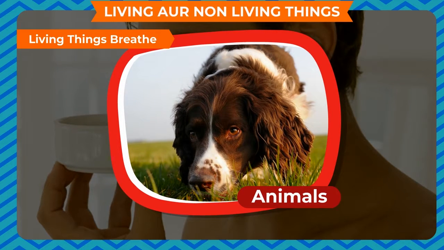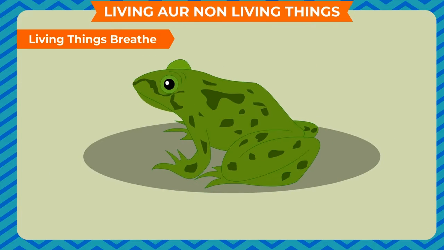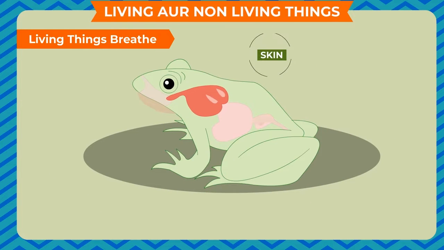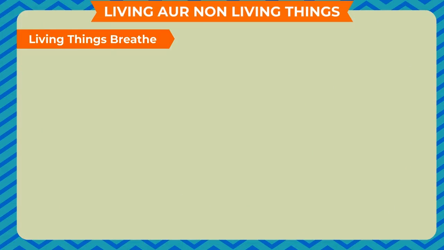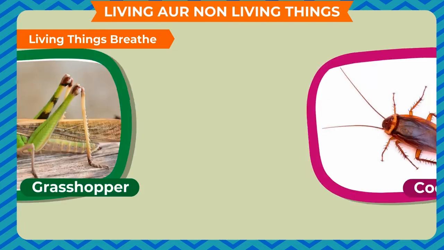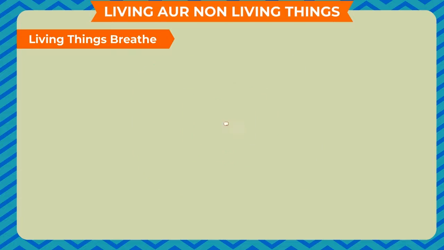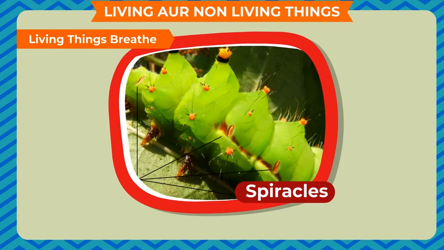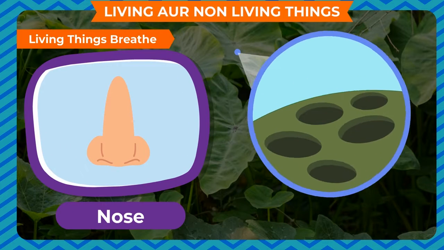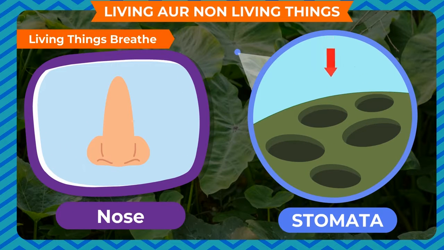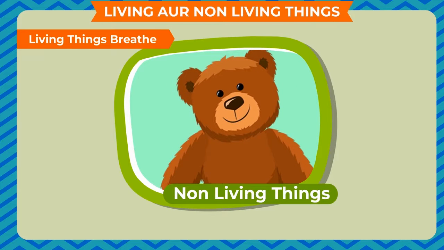Most animals breathe through their nose. Frog breathes in water through its skin and breathes through its lungs when it is out of water. Fishes breathe through their gills. Grasshoppers, cockroaches, ants, etc., breathe through spiracles present in their body. Plants do not have a nose like humans, but they have very small holes on their leaves called stomata. They breathe through stomata. Non-living things do not breathe.